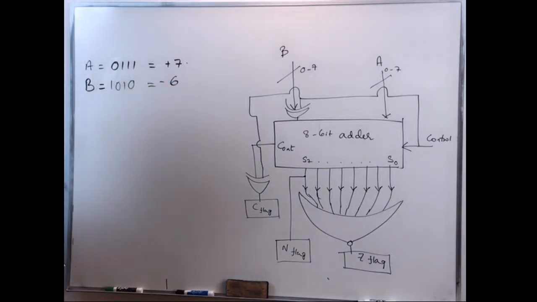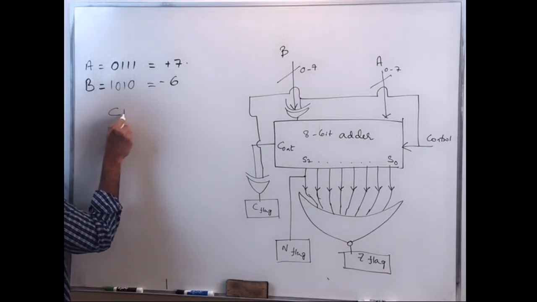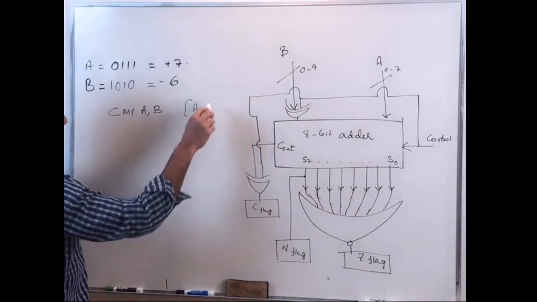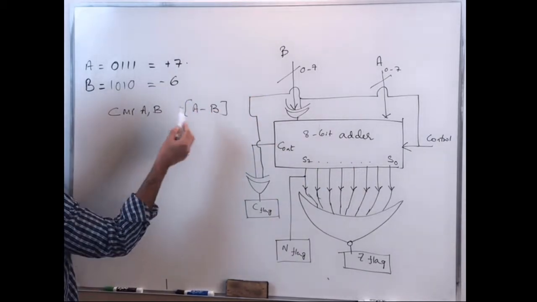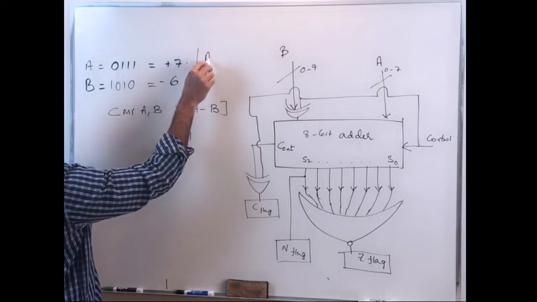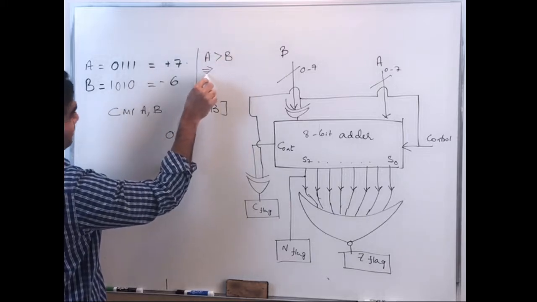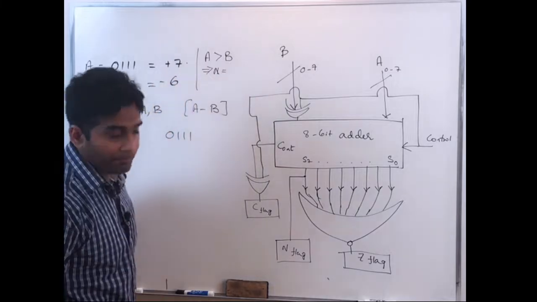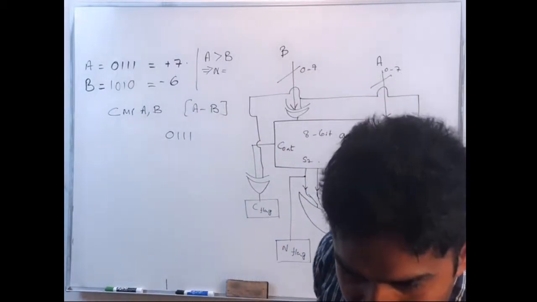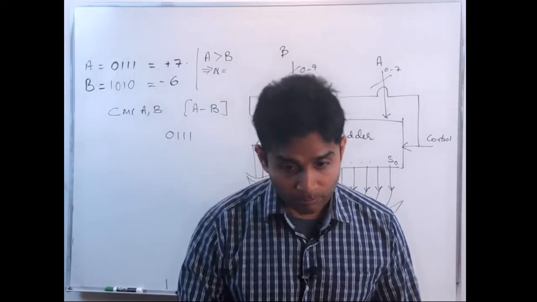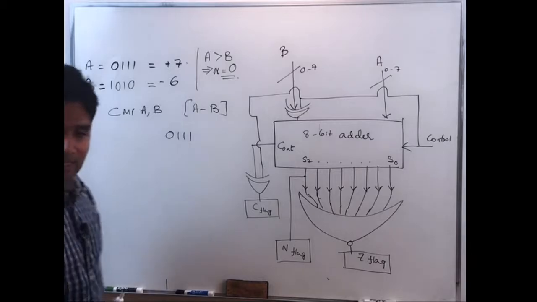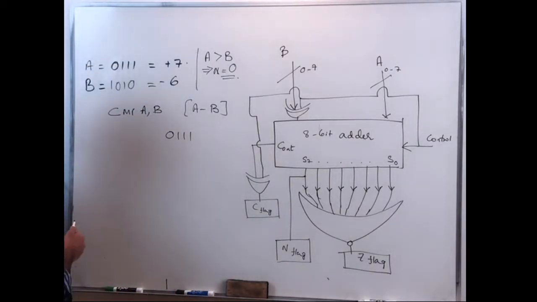Let me do the operation again. I'm trying to execute compare A comma B. That means at the hardware level, it's doing an A minus B operation. So A is +7, which is 0, 1, 1, 1. Obviously, I can see that A is larger than B, so when I do the A minus B operation, what do I expect for the N flag? A 0, right? Because I expect a positive answer when I do the subtraction. So let's see if I get a positive answer.